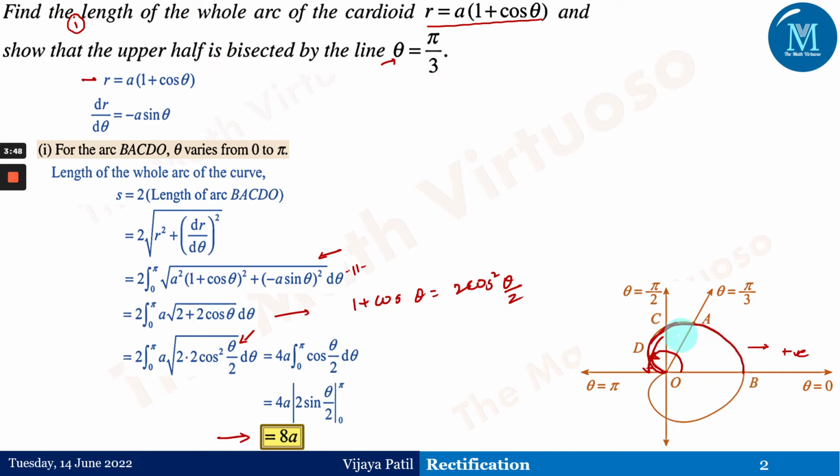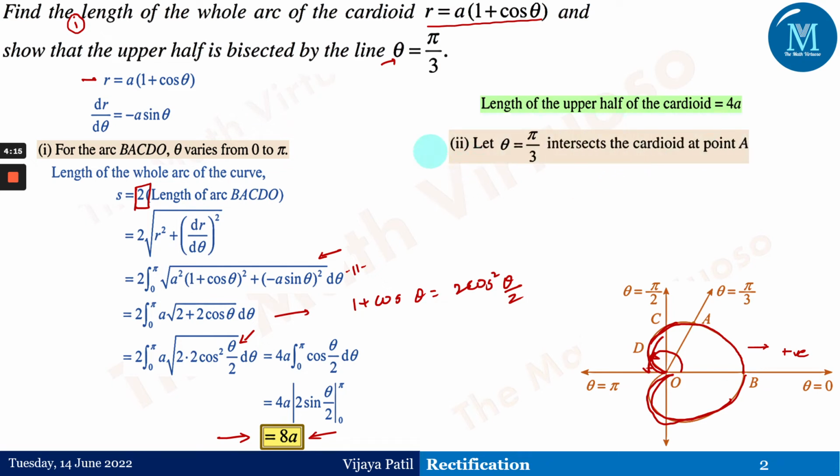Because we have taken the half, and then we have multiplied by twice of that, because of the symmetry of the cardioid about the x-axis. Therefore this 8a is the length of the entire cardioid, because we have already considered the 2 times. So the length of the entire cardioid is 8a. That means the length of the upper half of the cardioid is just 4a.